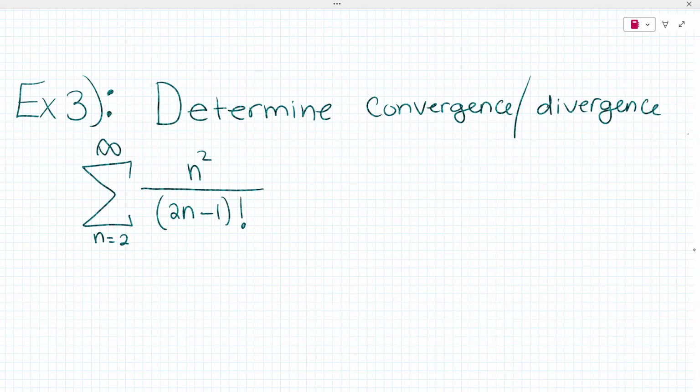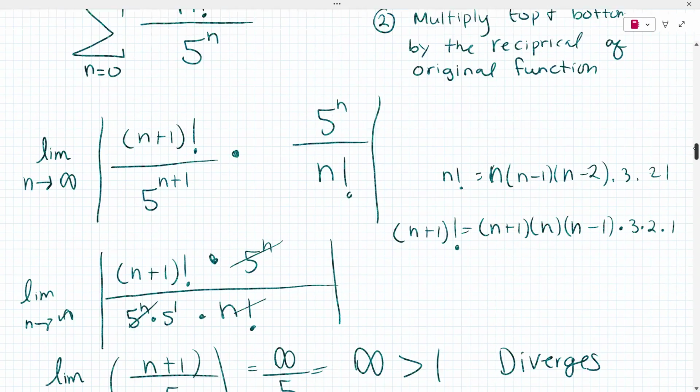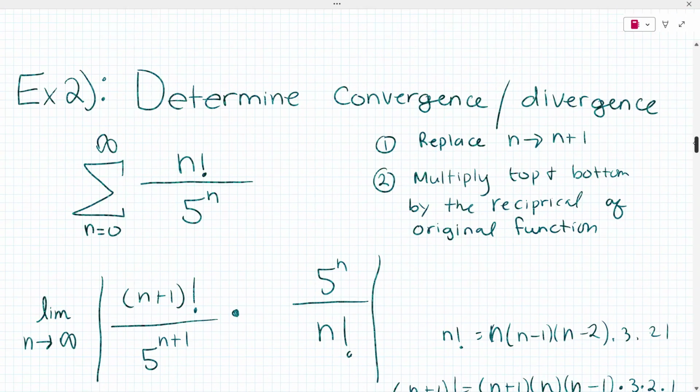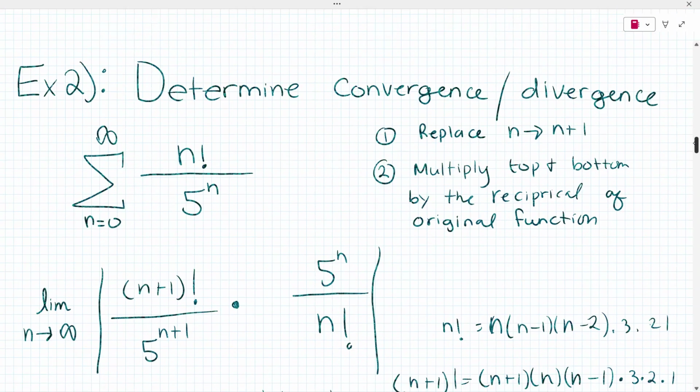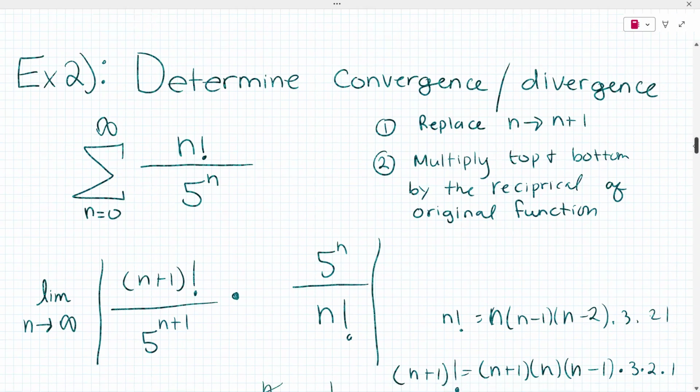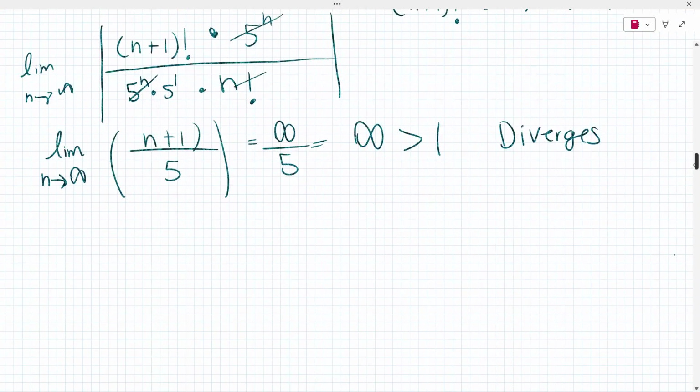I just did this one. I think I just did this one. Yeah, I just did example 3. Oh no, I didn't. Sorry, I get them confused. So this is example 3. I did not do example 3.